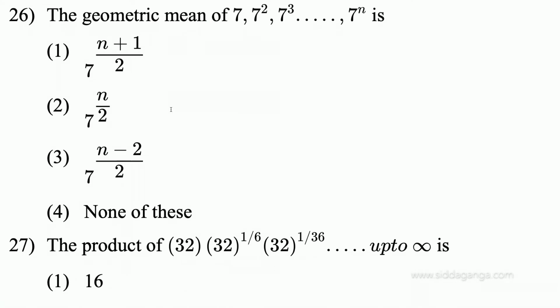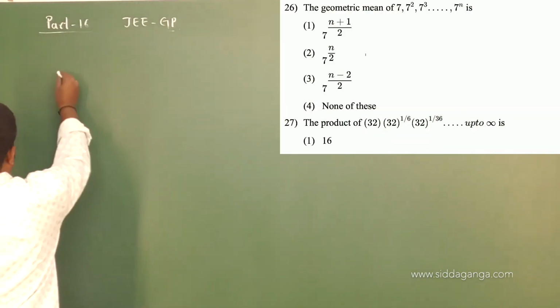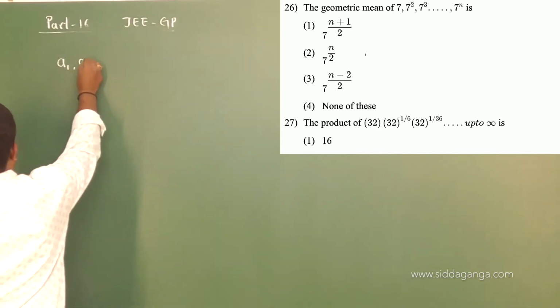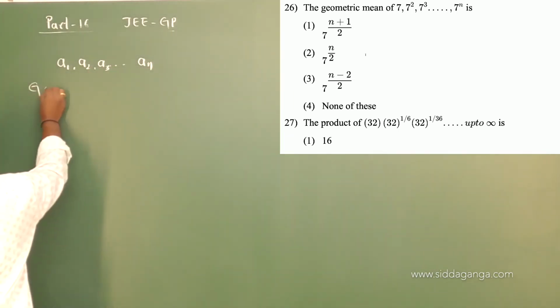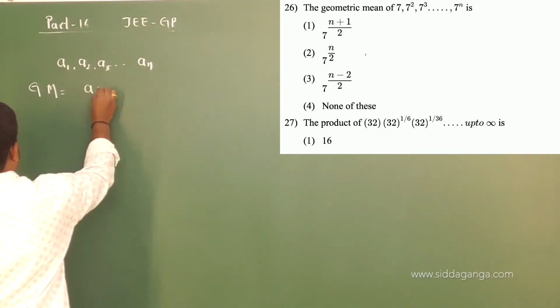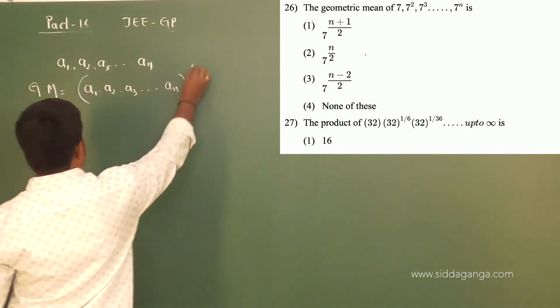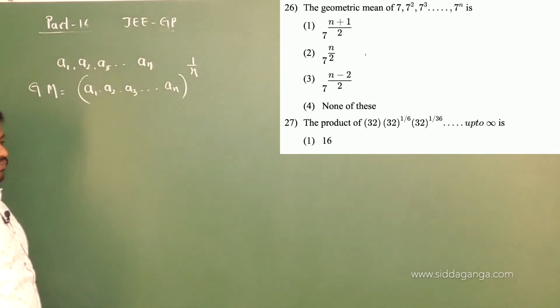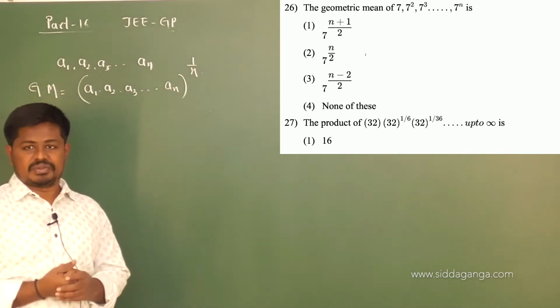The geometric mean of 7, 7 square, 7 cube and so on till 7 power of n. Students, in the last class I discussed about the geometric mean. So geometric mean of n terms, you mean geometric mean of a1, a2, a3 and so on an terms is given by what? Geometric mean is given by a1 into a2 into a3 and so on an power of 1 by n. This gives geometric mean of first n terms of a geometric sequence, right?